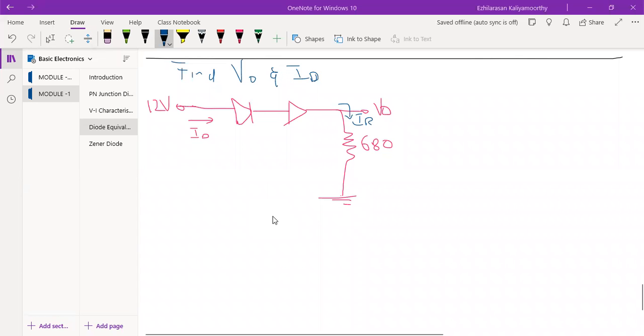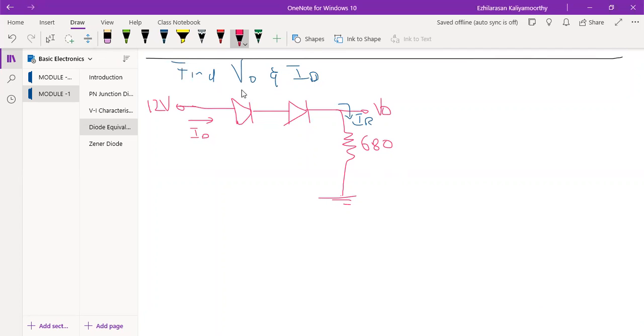See this, friends, from this figure you need to calculate the output voltage, that is V naught. This is nothing but V naught, which will be across the resistance. V naught you have to calculate, and ID we have to calculate. Now see, two diodes are connected in series connection.